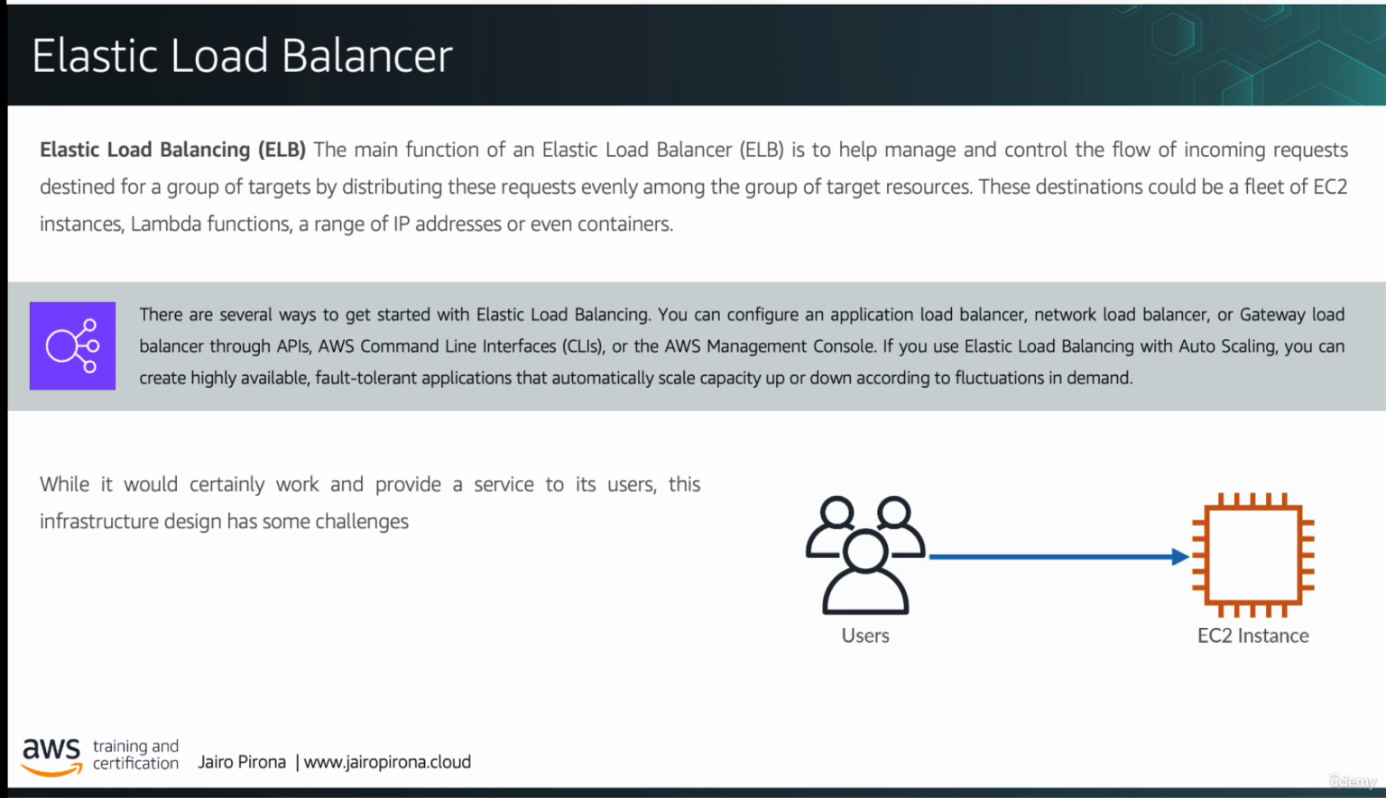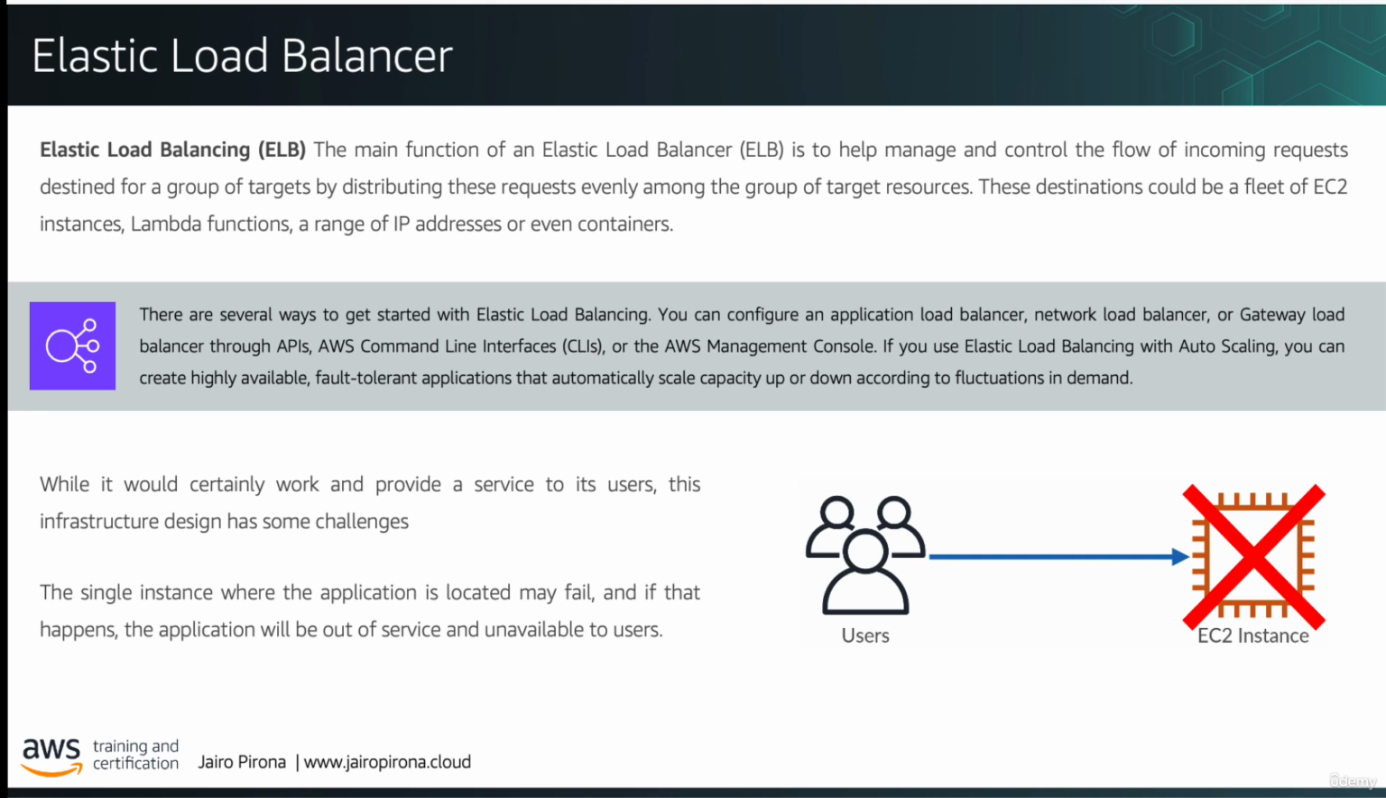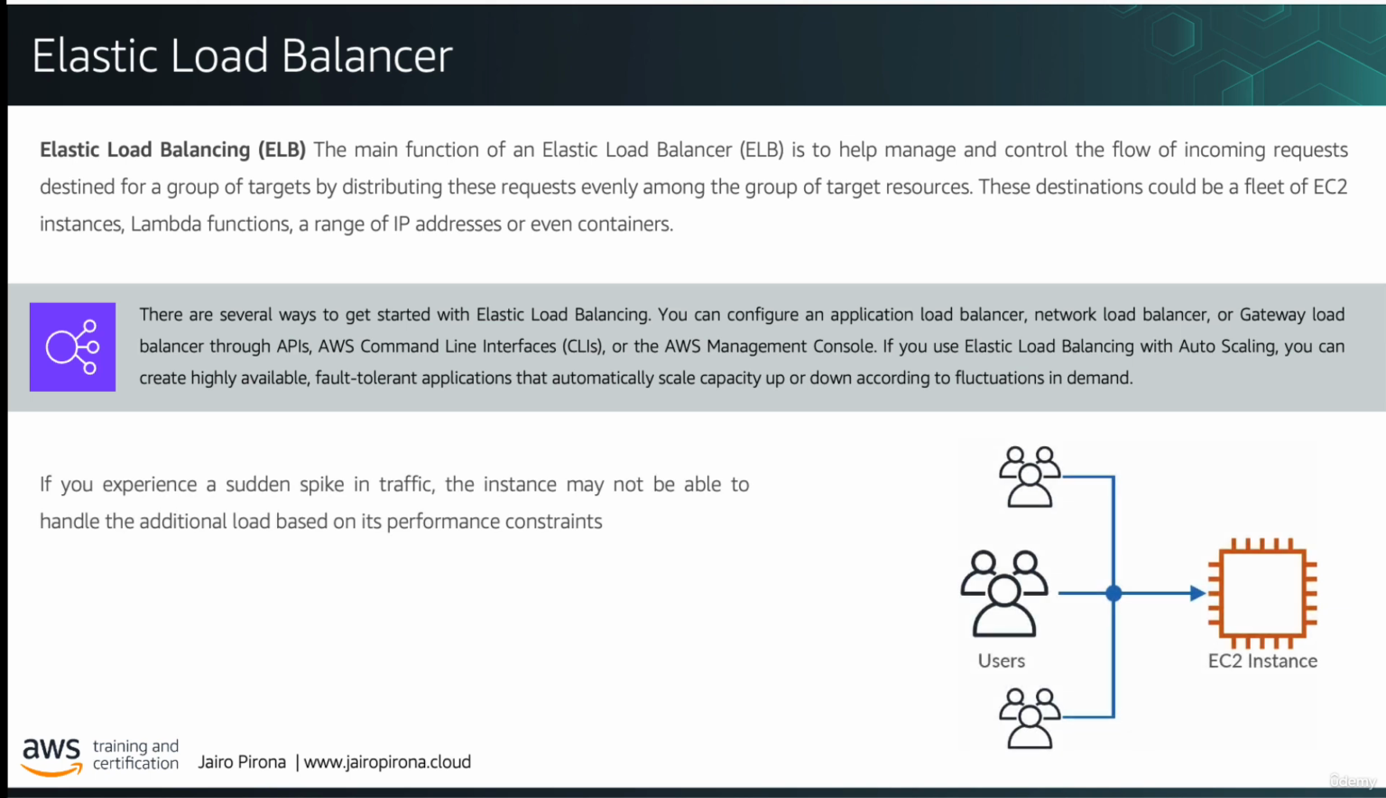However, this infrastructure design brings some challenges. For example, the single instance where the application is located may fail, perhaps due to a hardware or software failure. And if that happens, the application will be down and unavailable to users. In addition, if you experience a sudden spike in traffic, the instance may not be able to handle the additional load based on its performance limitations.